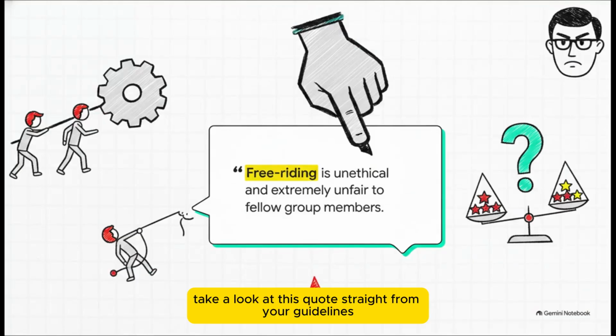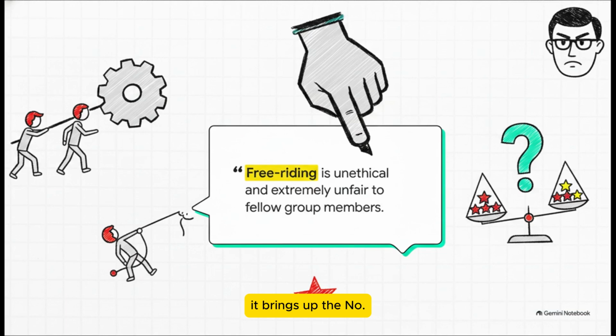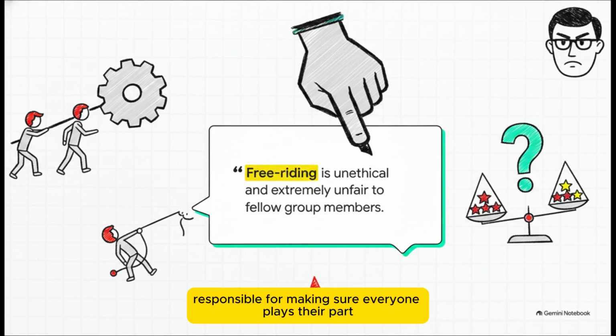Next up, Section 3, Group Dynamics and Ethics. Take a look at this quote straight from your guidelines. It brings up the #1 fear in literally any group project, right? Accountability. The group leader is responsible for making sure everyone plays their part, and every single member has to participate actively.